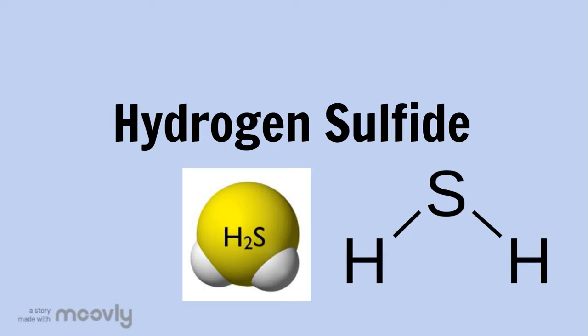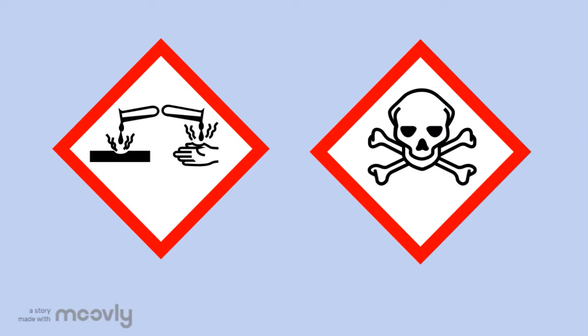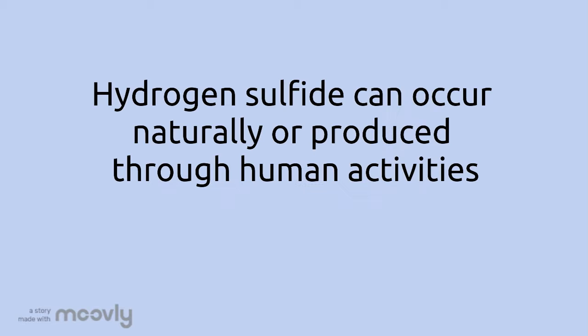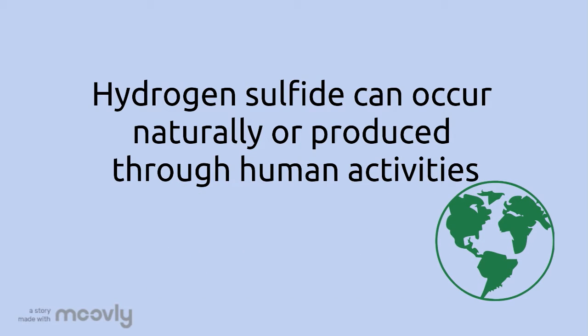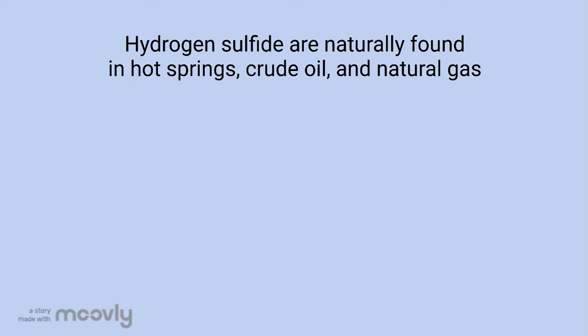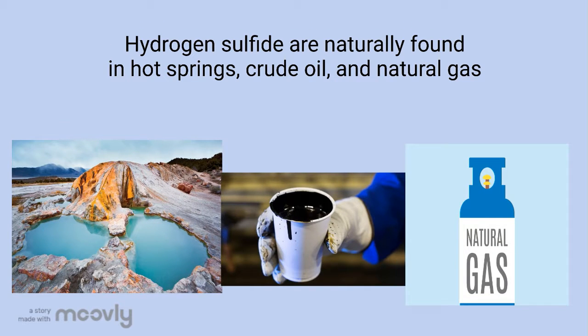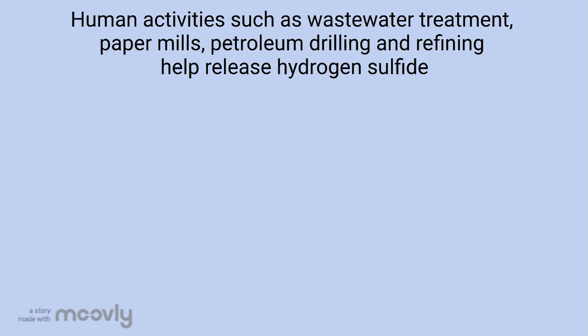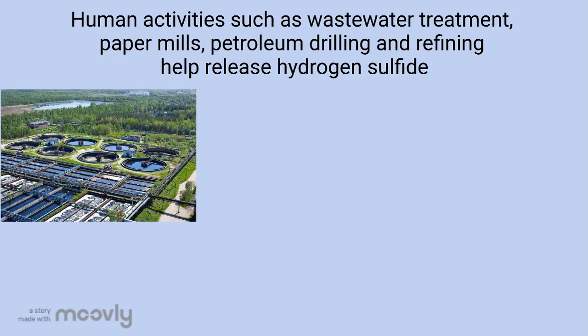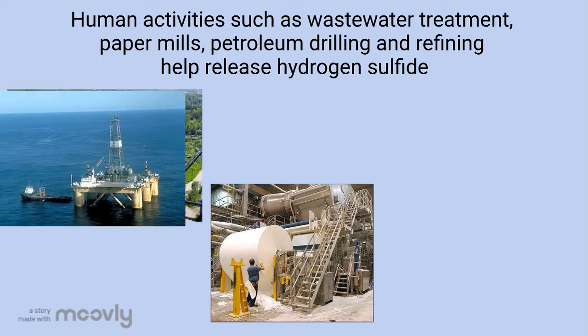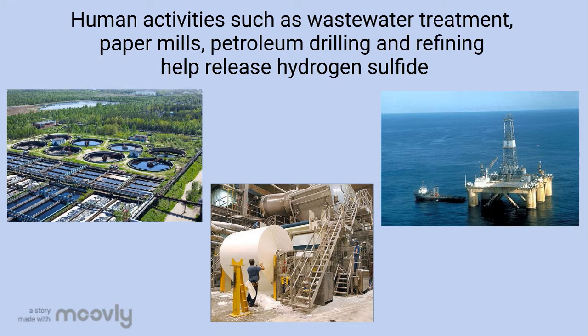Hydrogen sulfide. Natural gas processing plants produce a harmful byproduct called hydrogen sulfide. This byproduct is highly corrosive and toxic. Hydrogen sulfide can occur naturally or can be produced through human activities. Hydrogen sulfide is naturally found in hot springs, crude oil, and natural gas. Human activities such as wastewater treatment, paper mills, petroleum drilling and refining help release hydrogen sulfide.